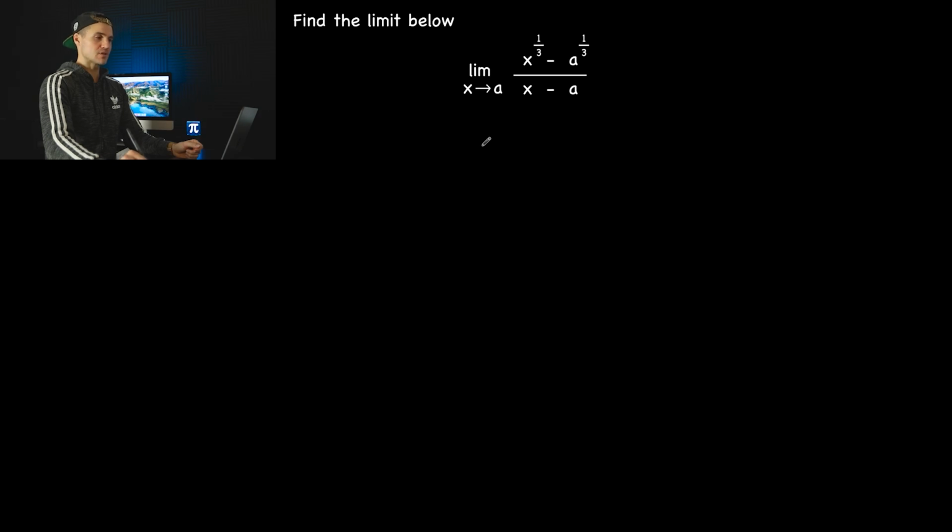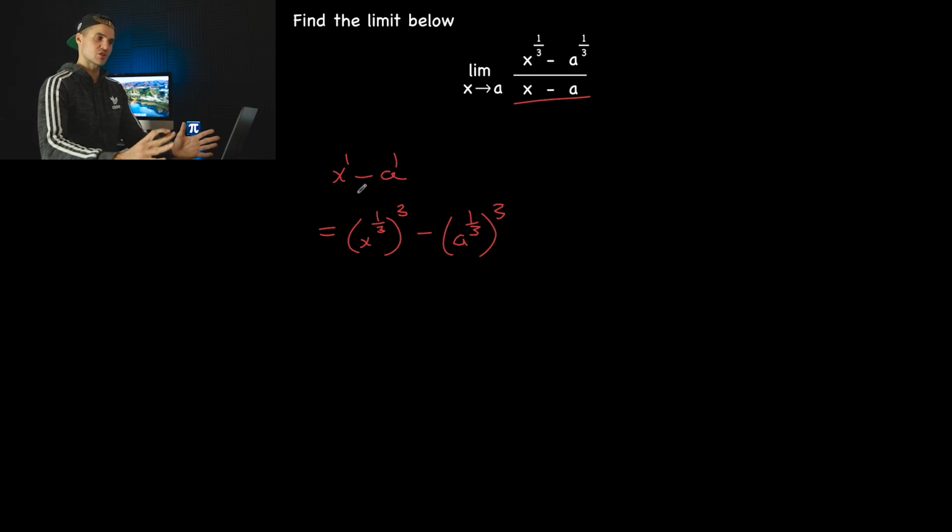Well, what we can do is take this x minus a and rewrite it as x to the power of 1/3, all to the power of 3, minus a to the power of 1/3, all to the power of 3. Because this is like x to the 1 minus a to the 1. Notice that 1/3 times 3 gives us that 1. So both of these expressions are the exact same thing. I'm just changing the format. So you could recognize here that we're going to be dealing with a difference of cubes.